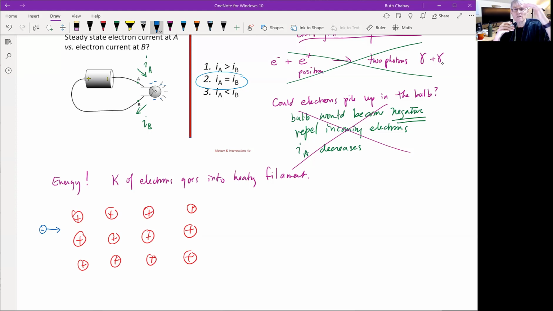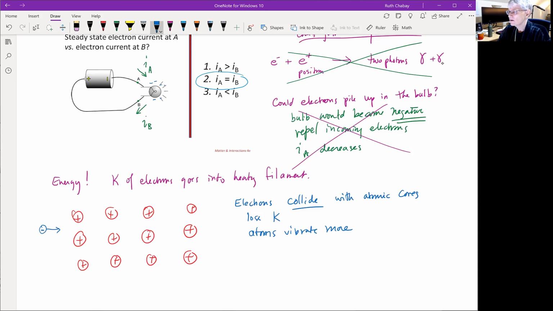Well, the atoms in the metal are actually vibrating. And so they're moving, they're not always staying in the same place. And so sometimes electrons actually collide with these atomic cores. And when they collide, they lose kinetic energy, and the atoms vibrate more. And that essentially is what resistance is. This is what we call resistance. You can think of it as a kind of friction. It's a way energy is dissipated.